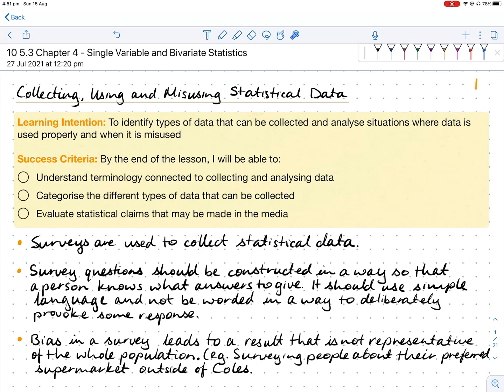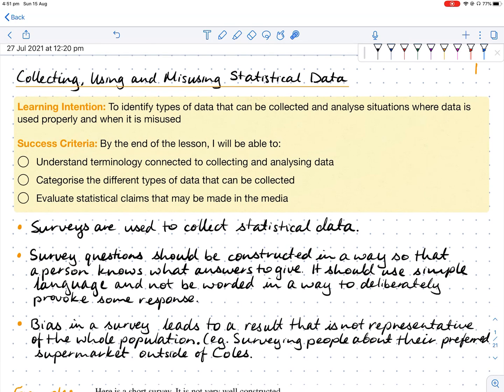So in this first section of this topic, we're looking at collecting, using, and the misuse of statistical data. So we're looking at how we collect it, how statistics can be used properly in the media or in formal professional aspects, and also how sometimes data could be misused.